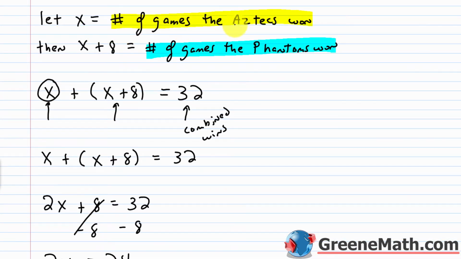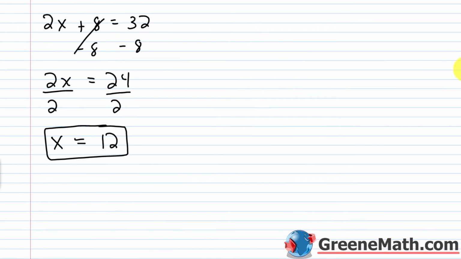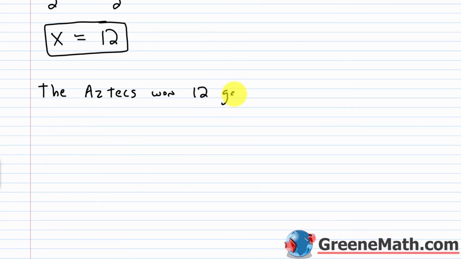So x is the number of games the Aztecs won. So that means the Aztecs won 12 games, while the Phantoms won, remember, they won 8 more games.